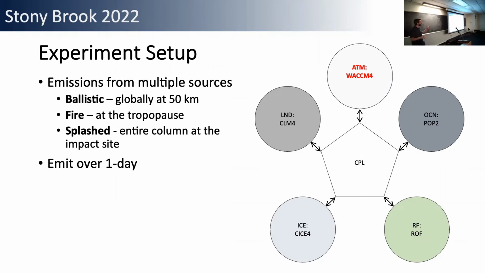And then there's a smaller contribution from splash material of additional inputs of dust at the impact site itself, so a column of dust right at the impact site. And we emit all these over the course of a single day in this case. So really rapid emission of these different scenarios.